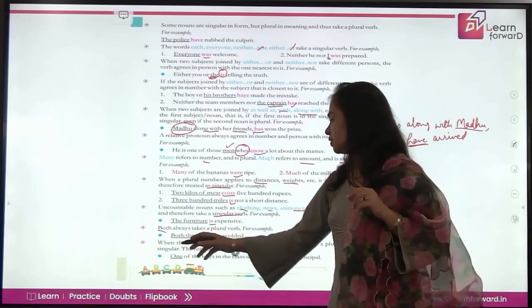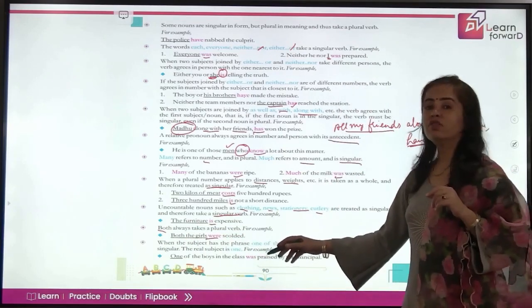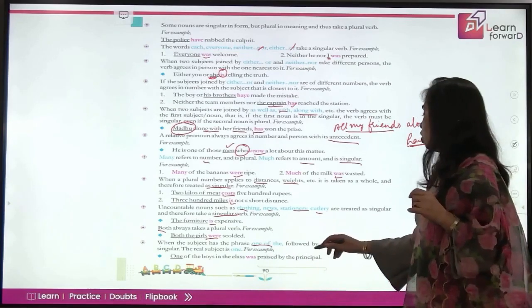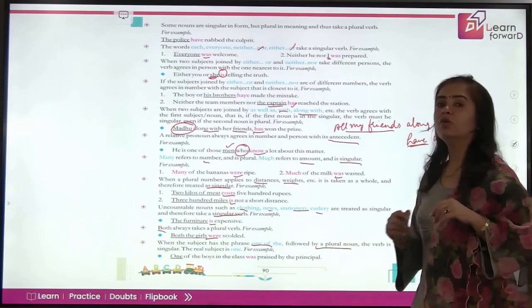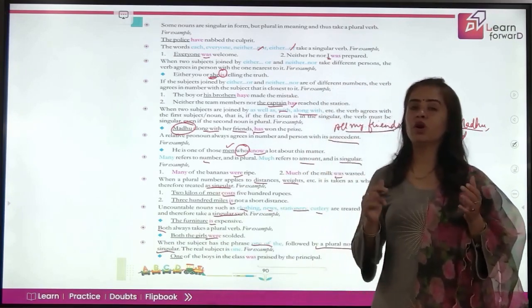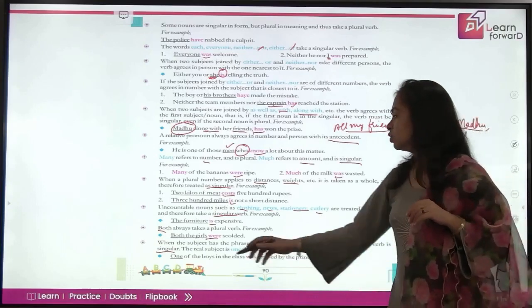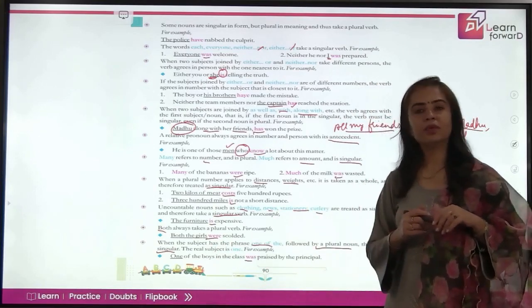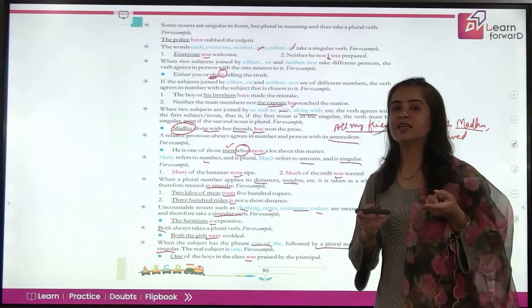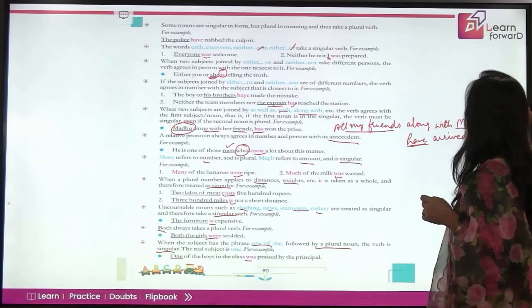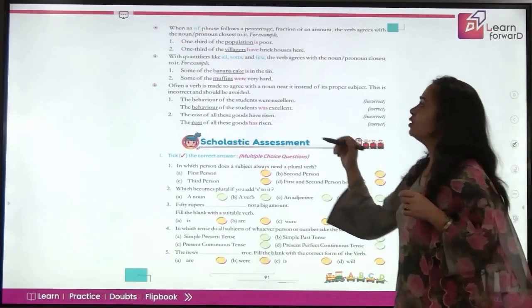Coming to the next, when the subject has the phrase one of the, that means we are talking about singular again. Although it is followed by a plural noun, we still use singular because out of the whole plural lot, we are talking about one. So one of the boys in the class was praised by the principal. It's not all the boys, it's only one of the boys. So we are using a singular verb here. Still more rules to understand.